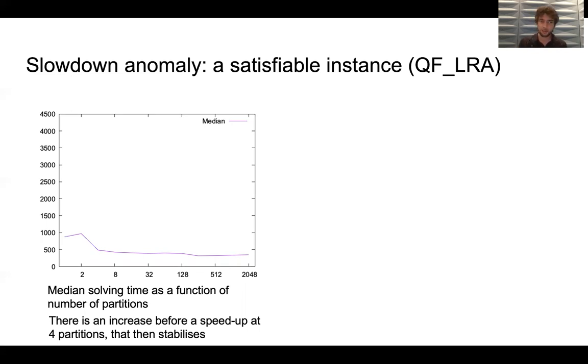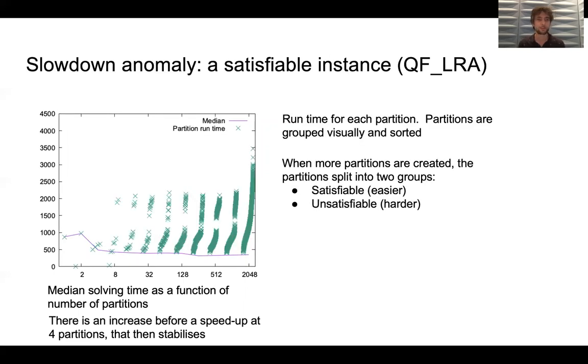To understand a little more about this, I can plot the individual runtimes of the partitions. The green crosses are the runtimes for each partition, and they are grouped around the number of partitions that I create, and then they are sorted from easy to hard, so that they are a little easier to see. What we can see in here is that when more partitions are created, the partitions split into 2 groups. There are the unsatisfiable instances that are the easy ones, and satisfiable instances that are harder. And as we keep on producing more partitions, some of the unsatisfiable instances keep on getting harder and harder.